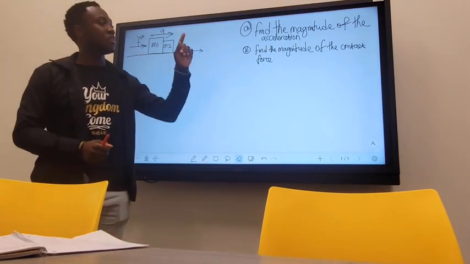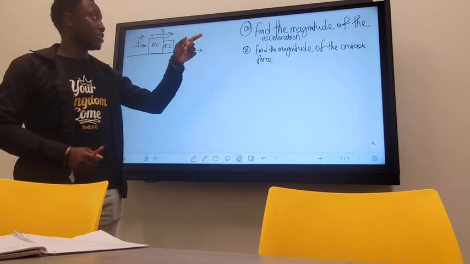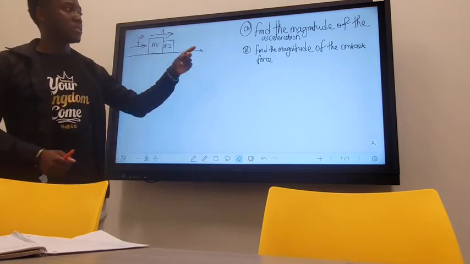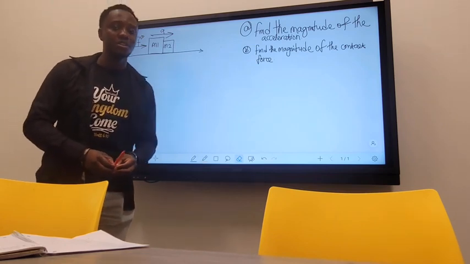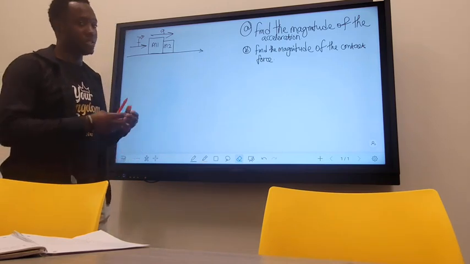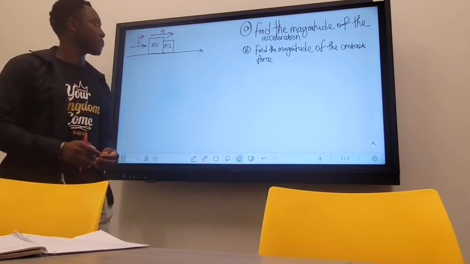Our questions are, first we've been asked to find the magnitude of the acceleration of this system, and second we've been asked to find the magnitude of the contact force. So if you stick through to the end, you're going to discover just how we can do that.